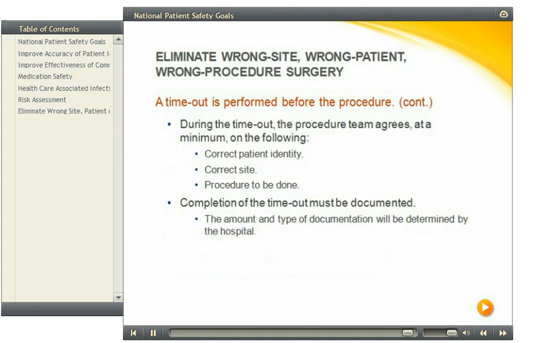During the timeout, the procedure team agrees, at a minimum, on the following: correct patient identity, correct site, procedure to be done, completion of the timeout must be documented. The amount and type of documentation will be determined by the hospital.